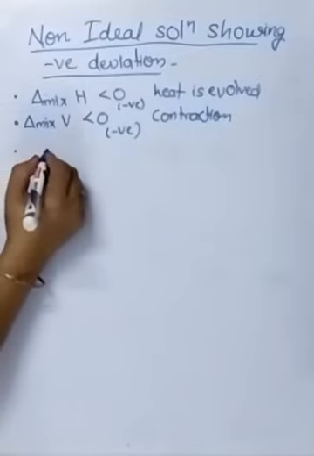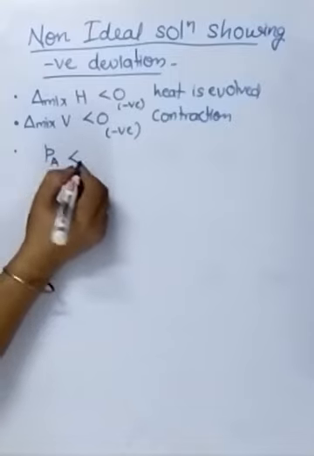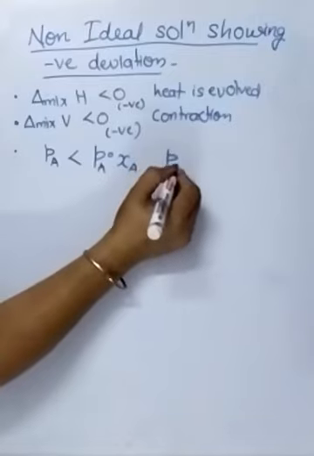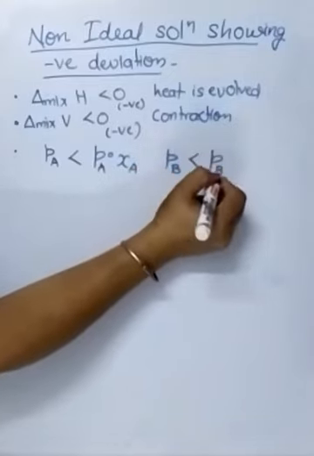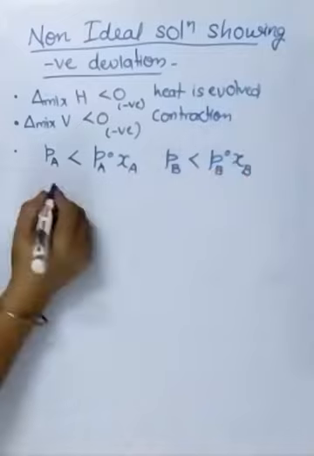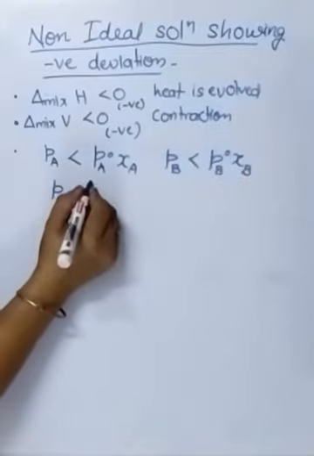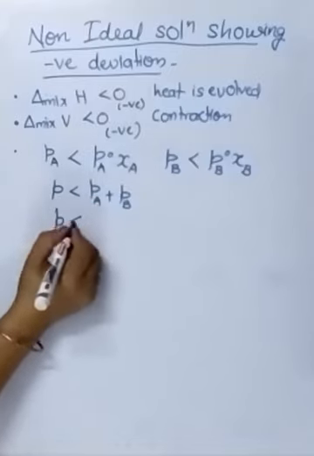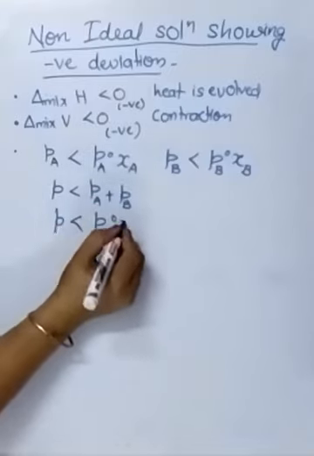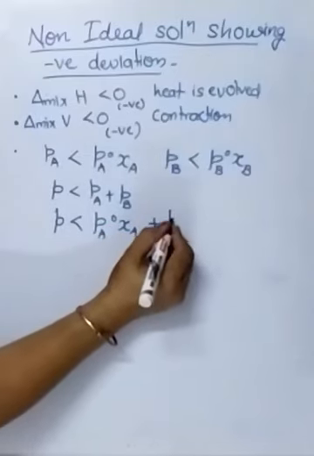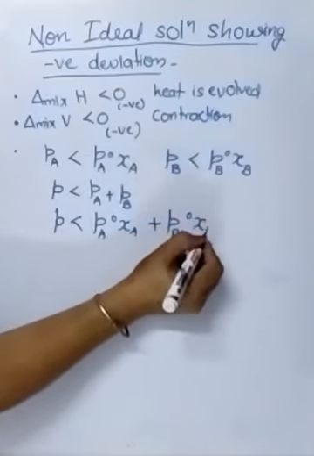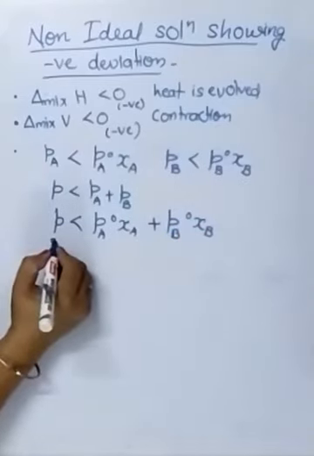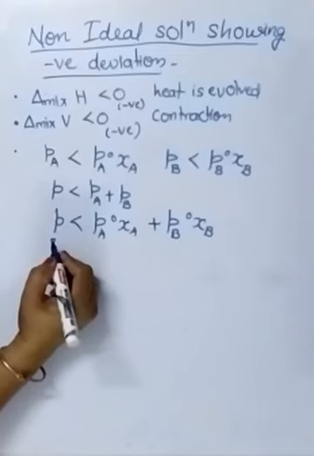So it doesn't follow Raoult's law, that means PA is smaller than PA naught XA, PB is smaller than PB naught XB, and total pressure of solution is smaller than PA plus PB. P is smaller than PA naught XA plus PB naught XB. So this means total vapor pressure of solution is lesser than what is expected.